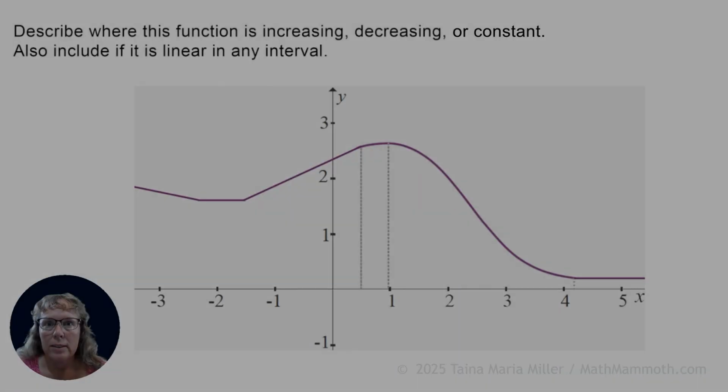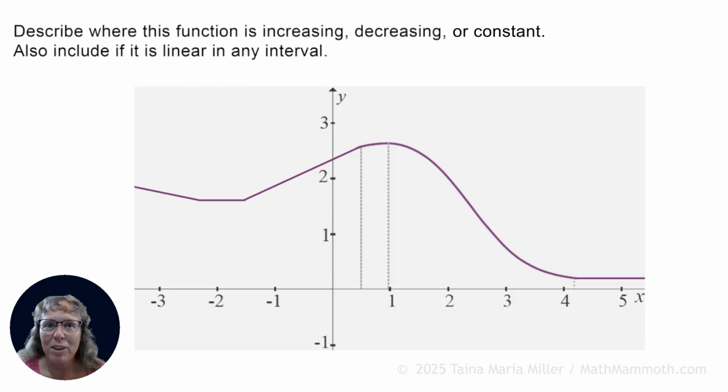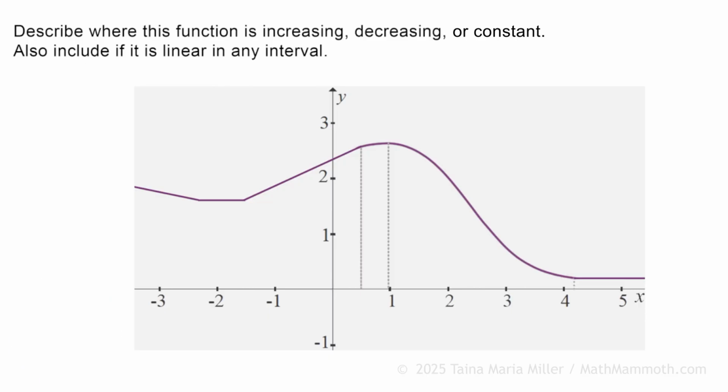So here we have a graph, and we're going to describe this function, whether it is increasing, decreasing, or constant, or if this function is linear in a specific interval. We start over here. Here it is decreasing, right? So in this interval from minus 3.5 to about minus 2.2, would you say? In that interval, this function is decreasing. It is also linear. This is a line, right? Then from minus 2.2 to about minus 1.5, it is constant.